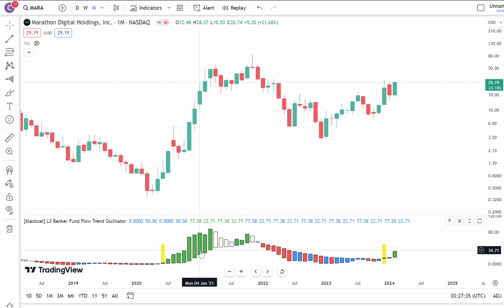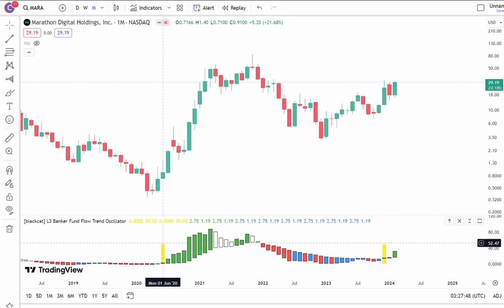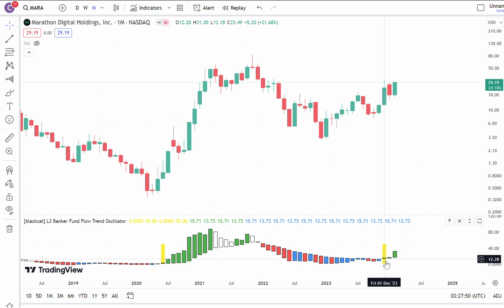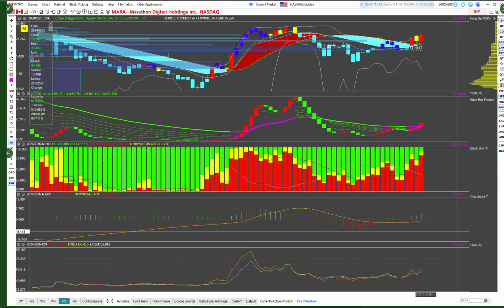Again, green generally is more of an inflow. White basically says that there might still be a little bit of inflow, but it's decelerating. Red stands for outflow. And blue stands for, hey, there's still some outflow, but maybe it's decelerating. And it gives you these buy signals that usually come as these yellow bars right here. I want to show you how this correlates with Danny's data.